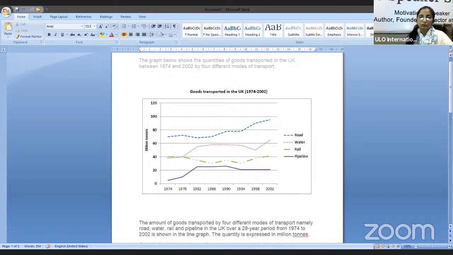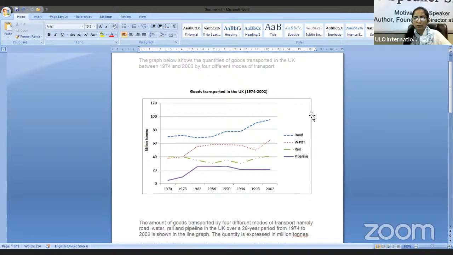According to the topic, let's analyze the graph first. In this graph, you can see road transport was very popular at that time, because the quantity of goods transported by road started from between 60 and 80, that is about 70 million tons, and it reached about 100 million tons at the end of the period in 2002. It shows some fluctuations from 1974 to 1982. First it increased, then decreased and almost remained the same for a few years. And after this, from 1994 to 2002, it has a sharp increase.